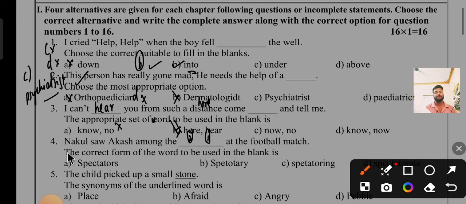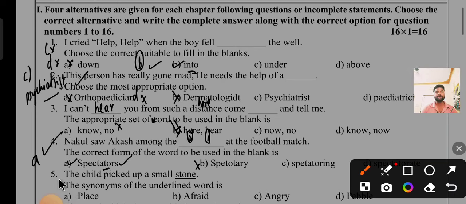Okay, next, fourth question: Nakul saw Akash among the dash at the football match. What is the correct form of the word to be used in the blank? Nakul saw Akash among the spectators. It is in your textbook, my dear students. Spectators is the correct form of the word. Spectatory is wrong, spectatoring is wrong, and option D is also wrong. Our right answer is option A, spectators. This sentence is in the fifth lesson about Nakul, my dear students.